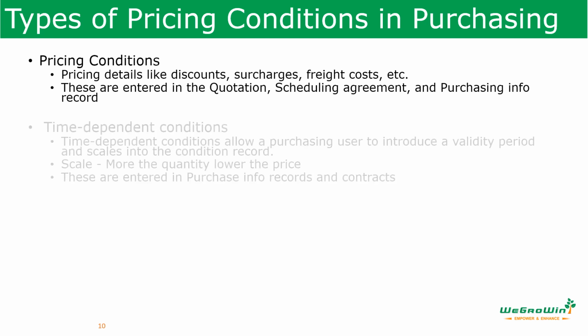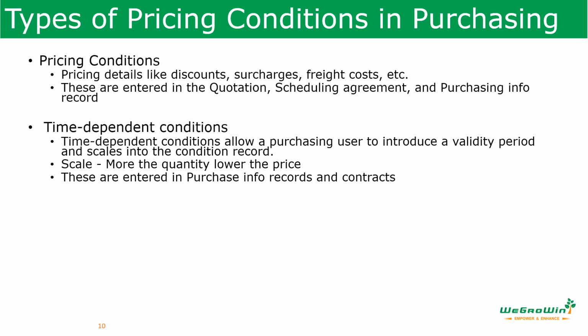Now, in pricing conditions, there are time-dependent conditions. Time-dependent conditions allow a purchase user to introduce a validity period and also the scales, that is economies of scale, in the info record. A pricing scale is based on quantity, meaning if the buyer is buying more quantity, the supplier will give more discount. That means less price.